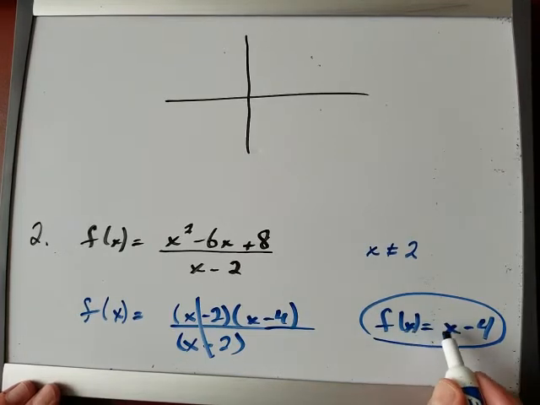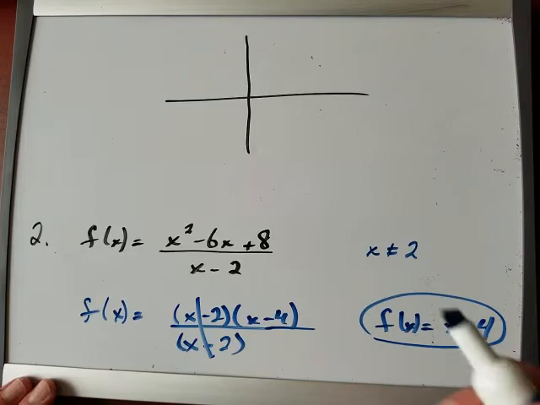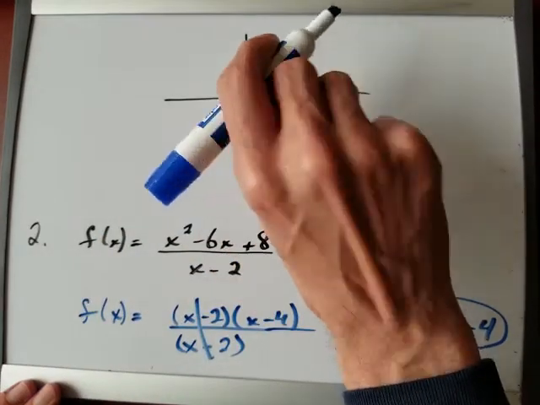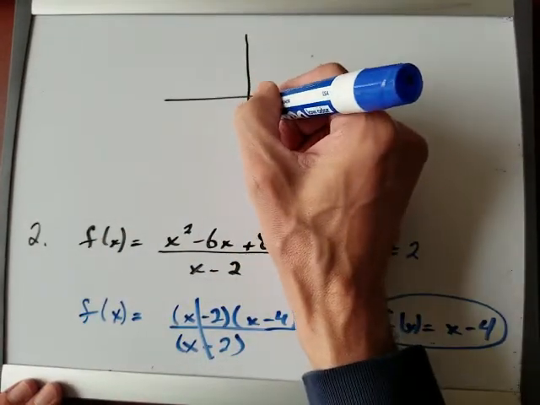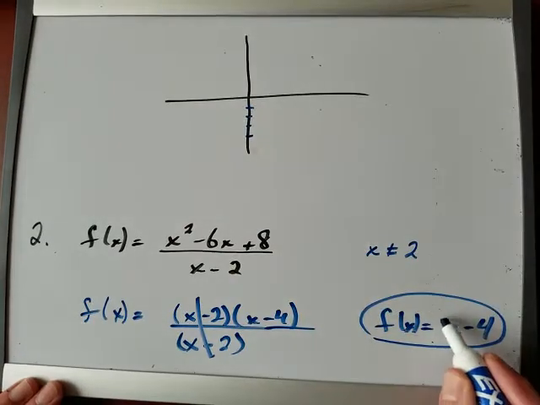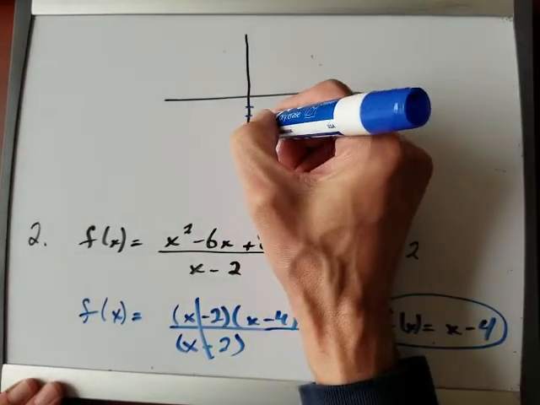And so f of x equals x minus 4 or y equals x minus 4, that's just a line. That's just a straight line with a positive slope. It has a y-intercept of negative 4. The slope is a 1, so it goes up 1 over 1.